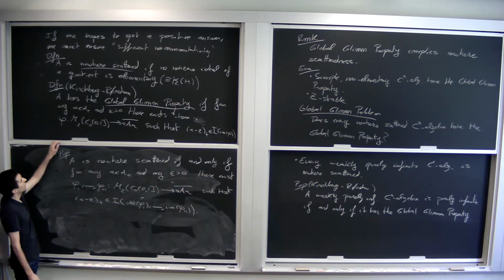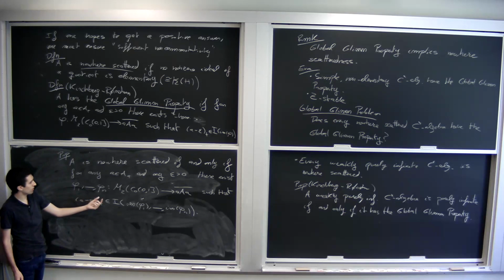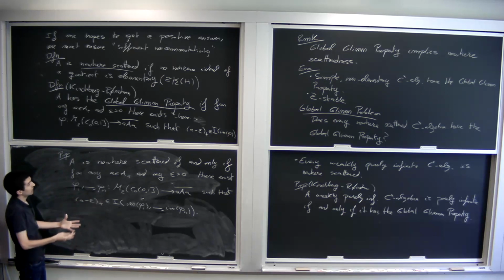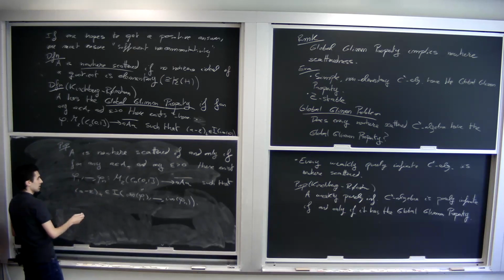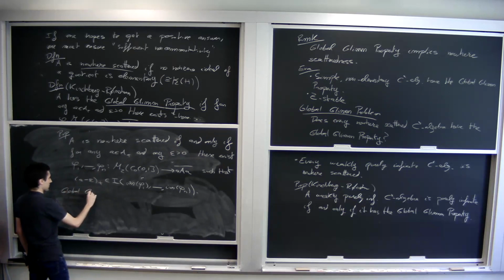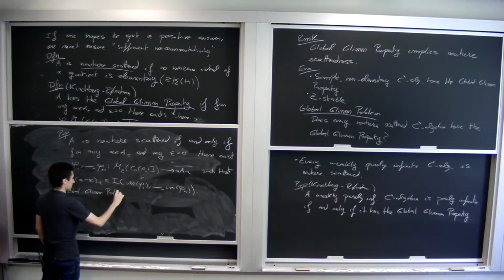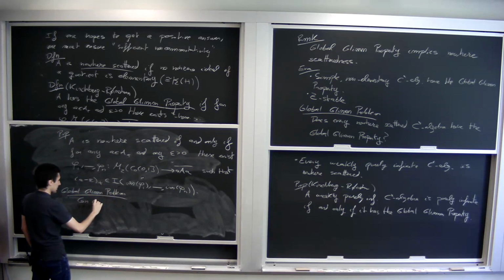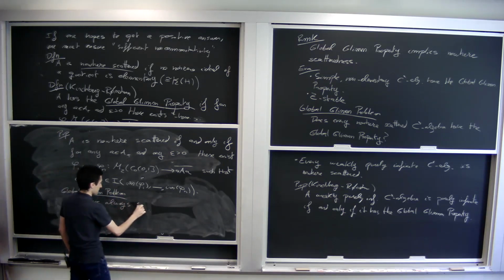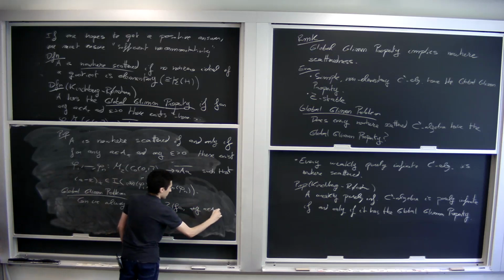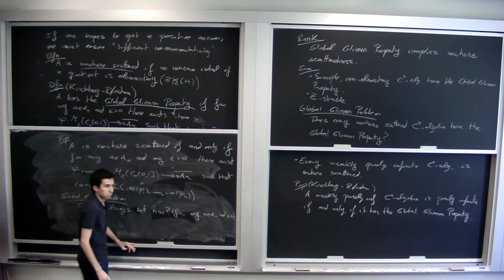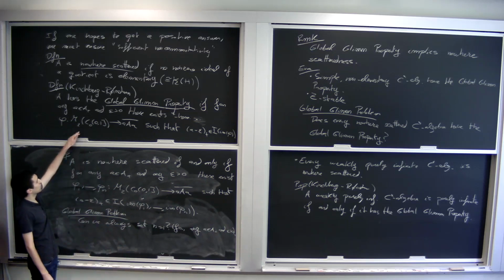So as you can see, really the difference is that here, presumably, you have no control over this n. This n might depend on both A and epsilon. Okay. So the question really, the global Glimm problem, what it's asking is if you can somehow combine these maps into one. So the global Glimm problem is, can we always set n to be 1 for any A and epsilon? Right? That's the difference between this and this statement.